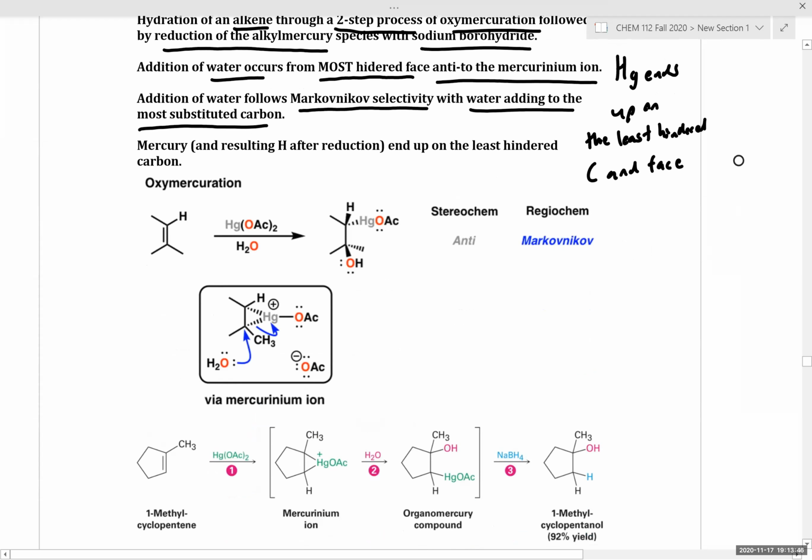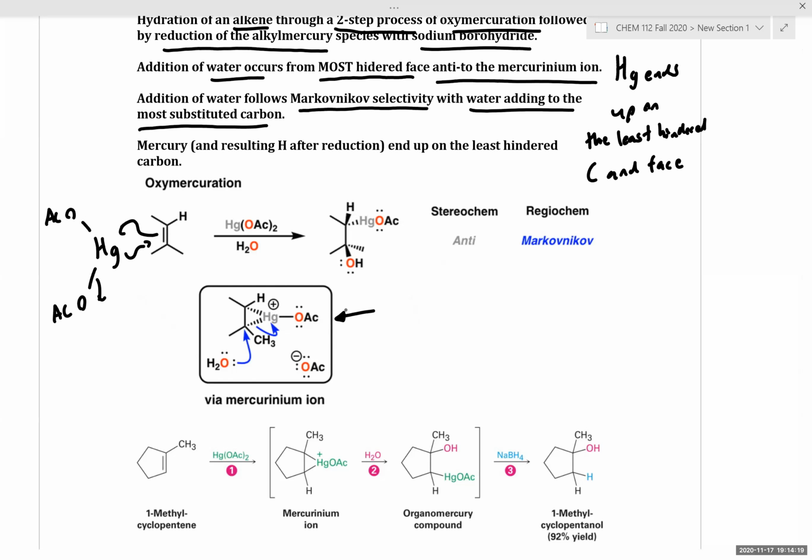Okay, so in oxymercuration, we have our alkene. Let me draw it out. Mercury acetate's the most common reagent. You end up with coordination of the mercury to our alkene. We end up with our mercurinium intermediate. What does this remind everyone of? Does this intermediate look very familiar to us? Does this cyclic three-membered ring intermediate with a positive charge remind everyone of something?